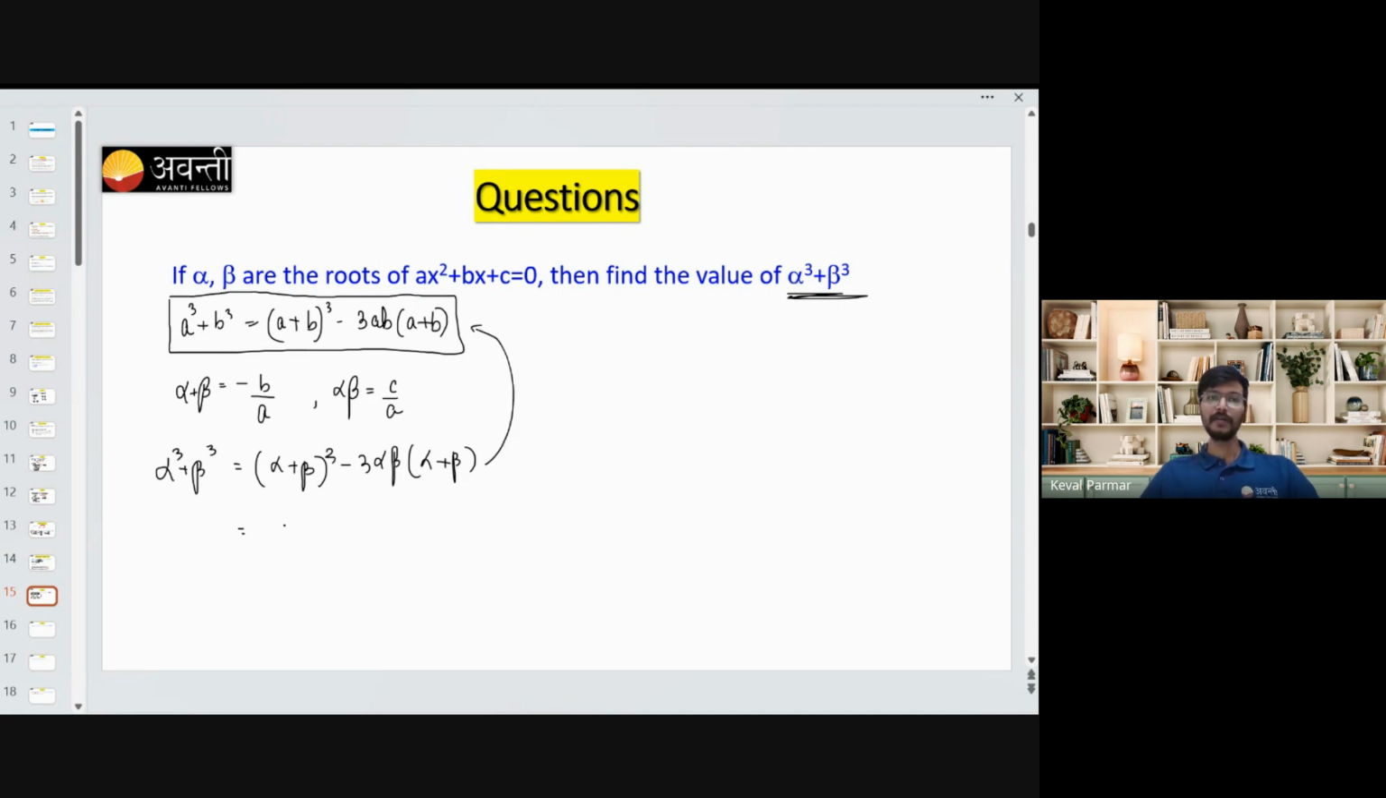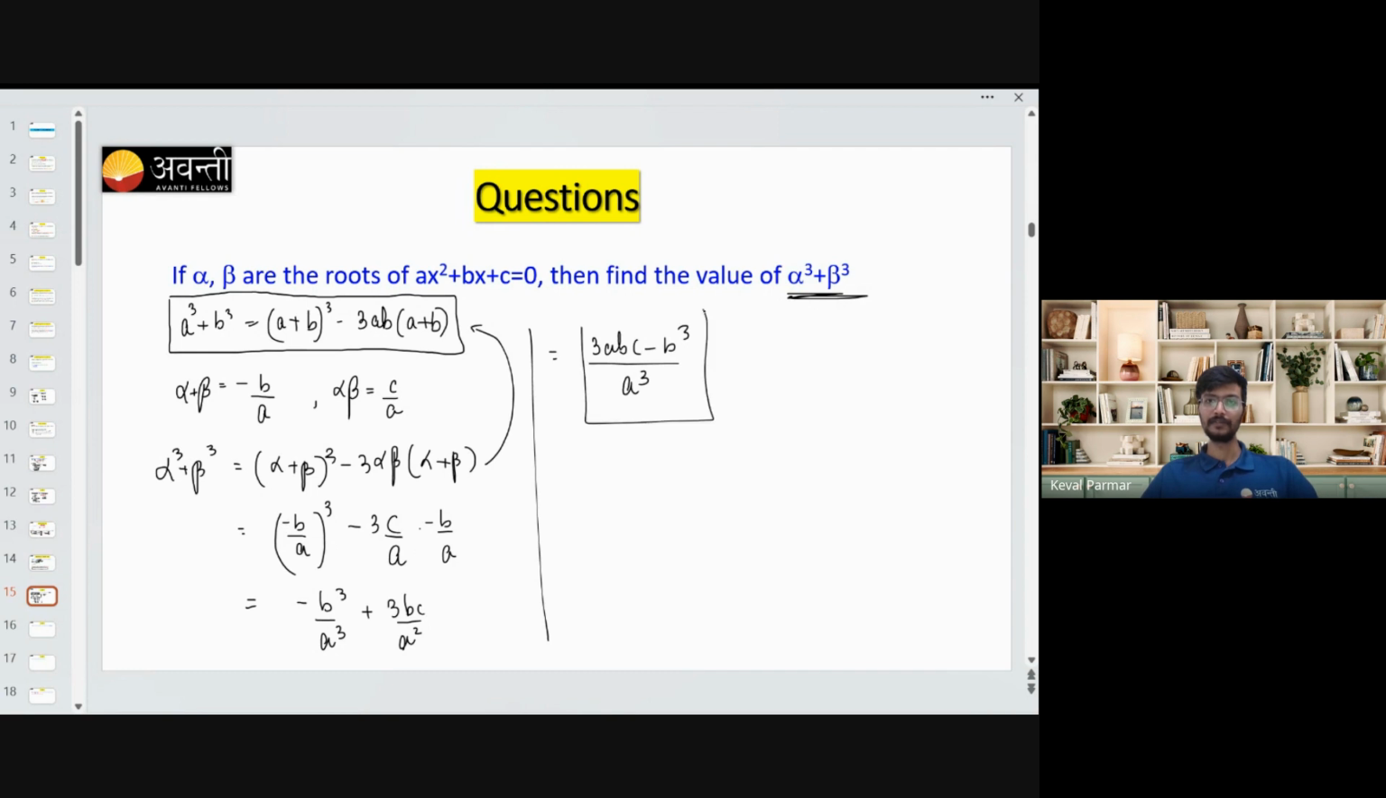Now we know the values. Alpha plus beta is minus b by a, so minus b by a, the whole cube, minus 3 into c by a into minus b by a. So what do we have here? Minus b cube by a cube plus 3bc by a square. If we take the LCM, we'll get 3abc minus b cube upon a cube. This is my answer. I hope it is clear. Right, guys? Sure, let's move on to the next.